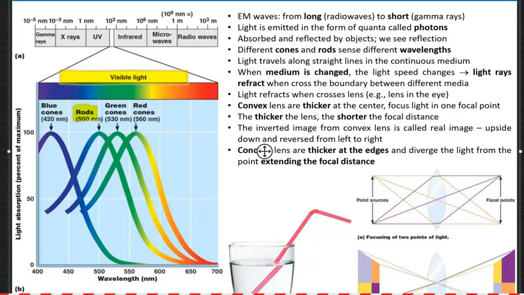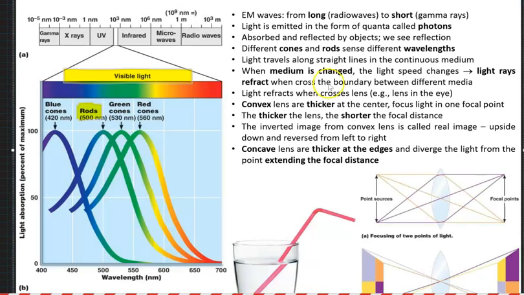Cones, on the other hand, can sense, or specifically absorb, blue, green, and red. Okay? Does that make sense? When these absorption spectra overlap, as you can see on the image, this is why we can see colors. Okay? Sounds good?